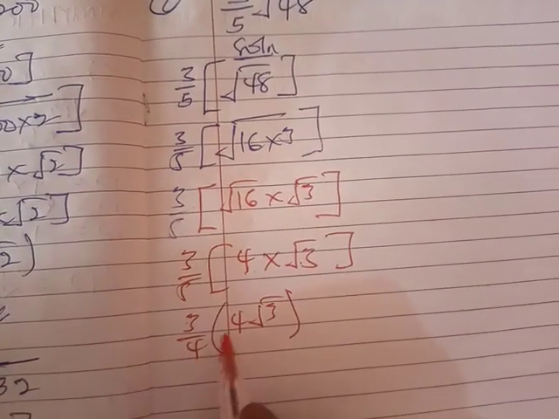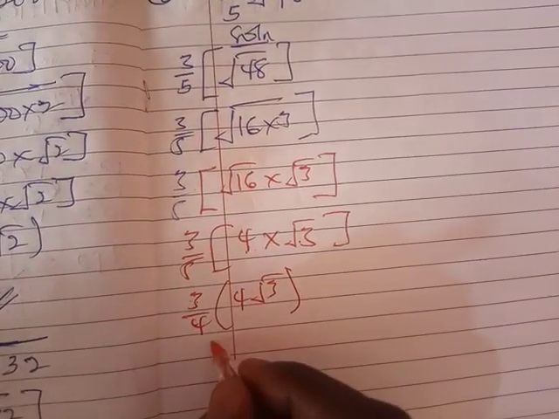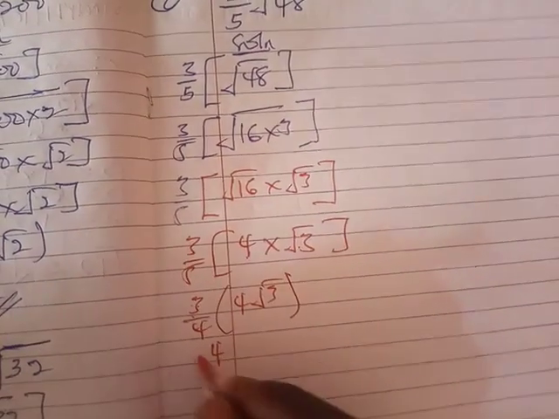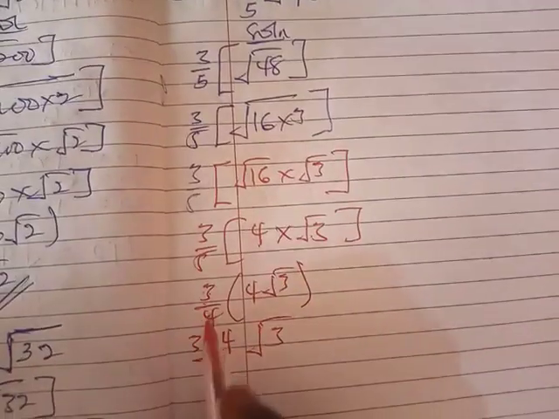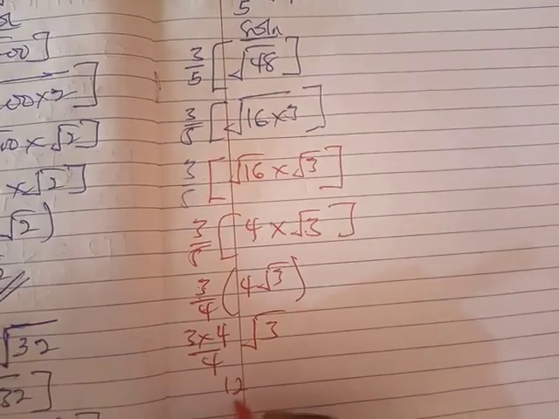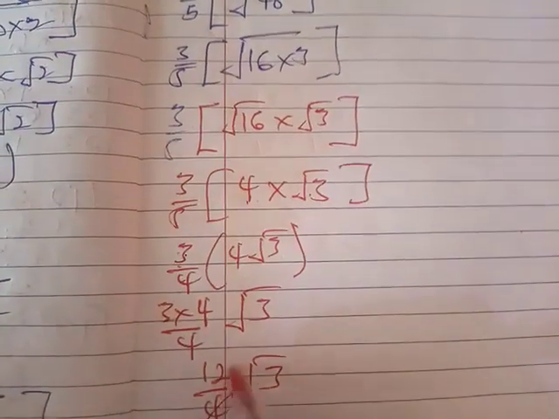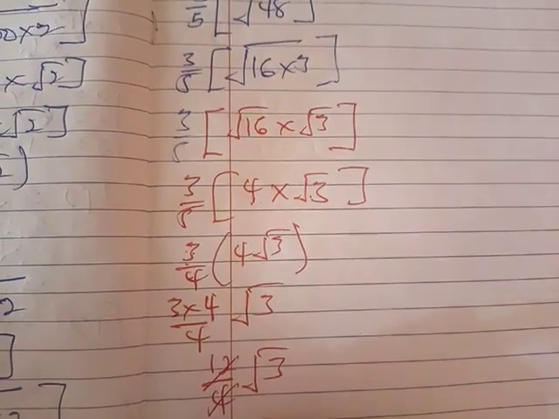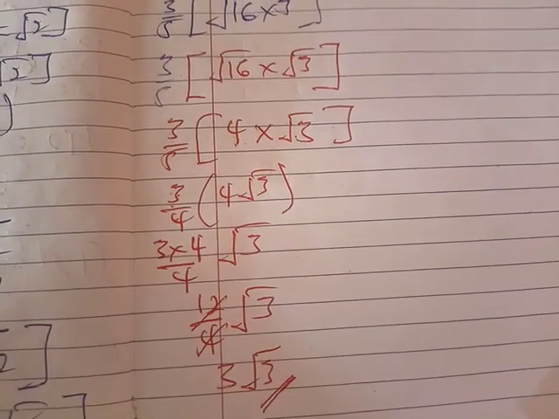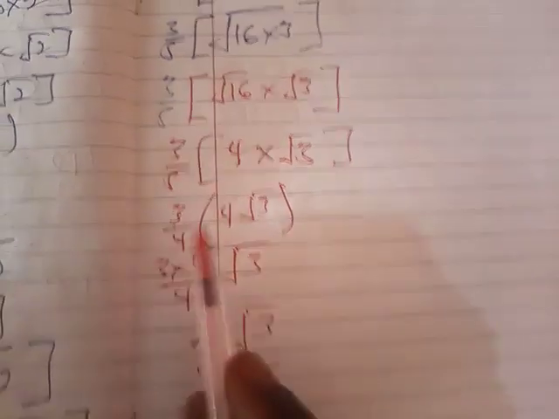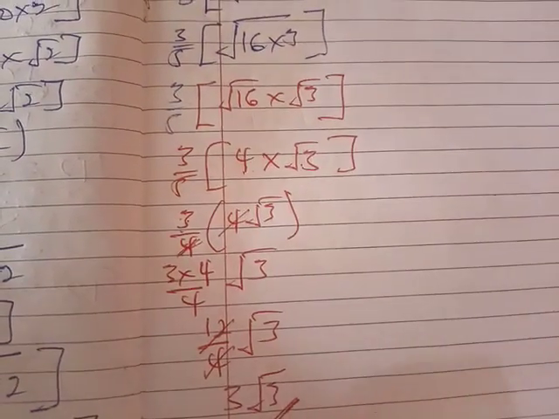Now the 3 on 4 can only multiply this number here. So 3 on 4 times 4 is the same as 3 times 4 all over 4 root of 3. And 3 times 4 is 12 all over 4 root of 3. Now this 4 can cancel this, so you'll be left with 3 root of 3. And that's your final answer. Or if possible, from here, this 4 can cancel this 4, then you'll be left with 3 root of 3. It's still the same thing.